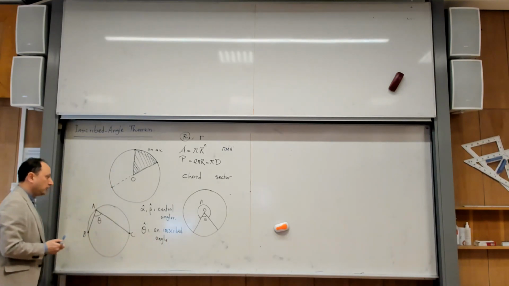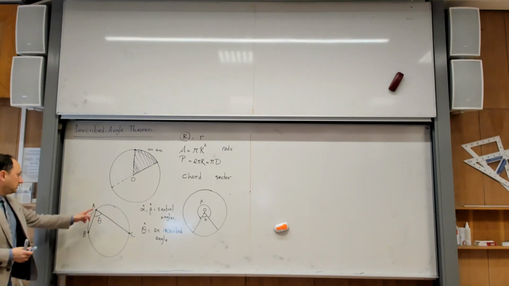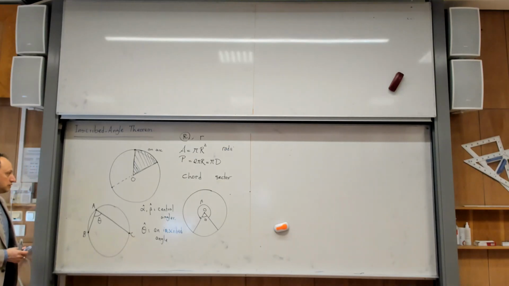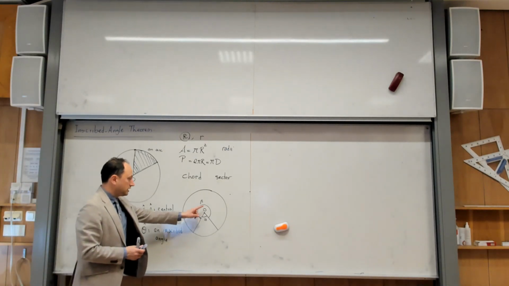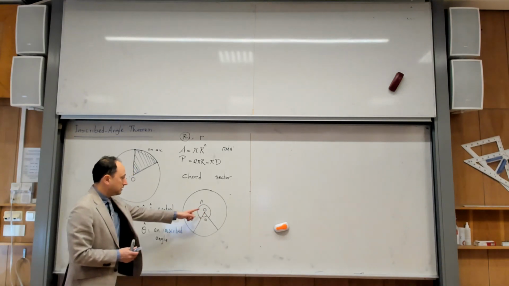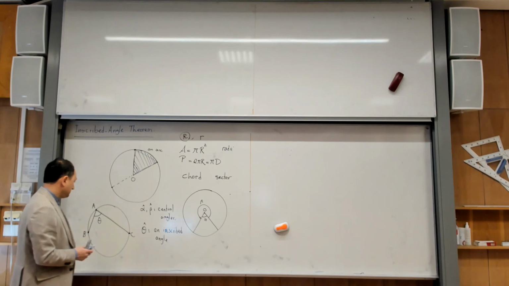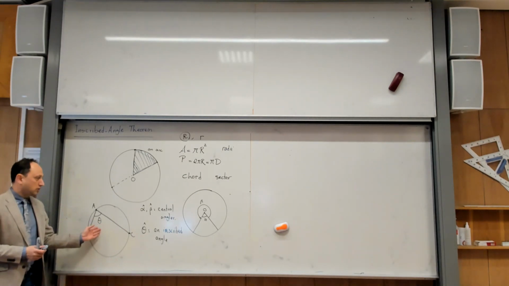So the whole point is that the vertex should be on the circle and the arms are chords of the circle. But in the case of the central angle, the vertex is at the center of the circle and the arms are radii. Is that clear? It's the definition of inscribed angle and central angle.